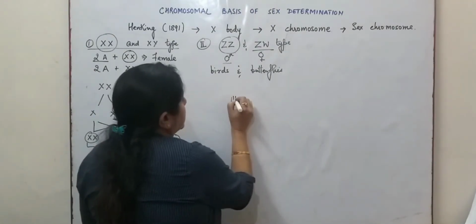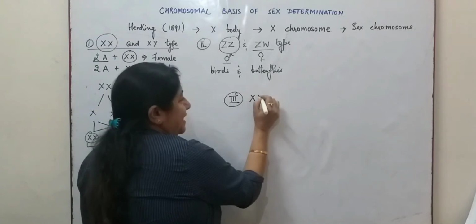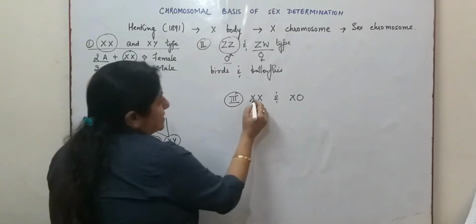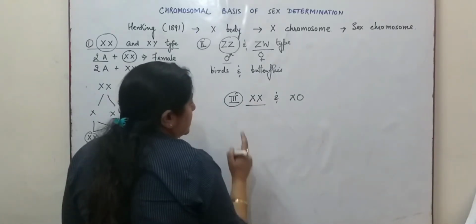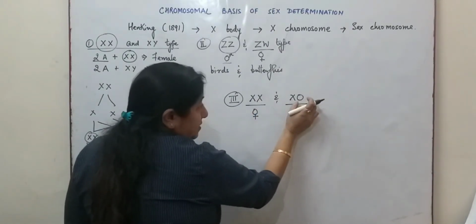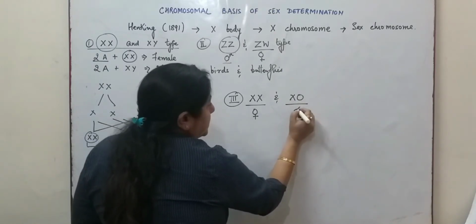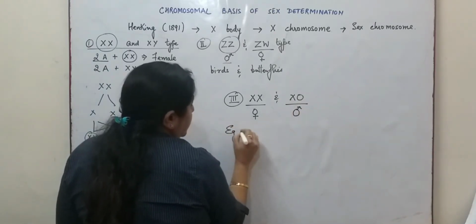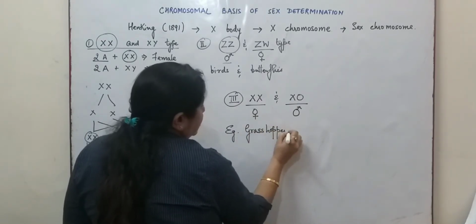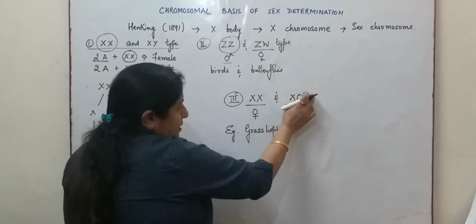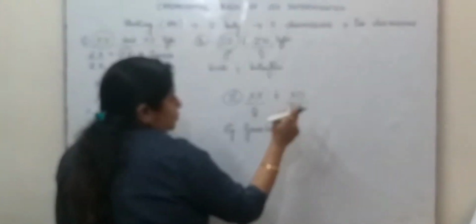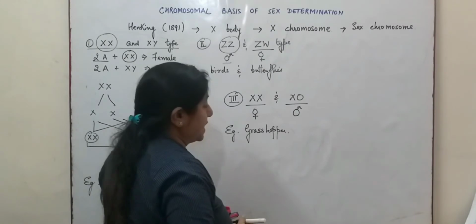The third type is the XX and XO type. If it is a homogamy condition, it is a female, and if there is no other X chromosome, then it will be a male. Such a condition is seen in grasshoppers, where an X is not being transferred, and as a result it will have only one X chromosome, resulting in the formation of a male.